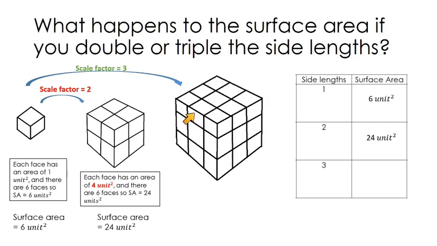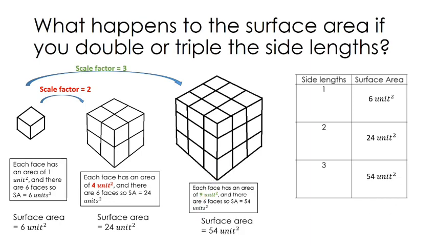But this face has an area of 9 square units, because 3 times 3 would give me 9 units here. 9 square units on this face, 9 square units on this face, 9 square units on the top, and then the 3 faces we can't see on the back would also have an area of 9. So we have 6 faces with an area of 9 square units, and so our surface area is going to be 54 square units.